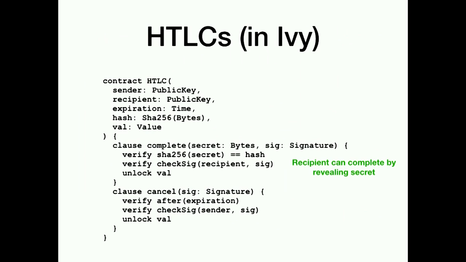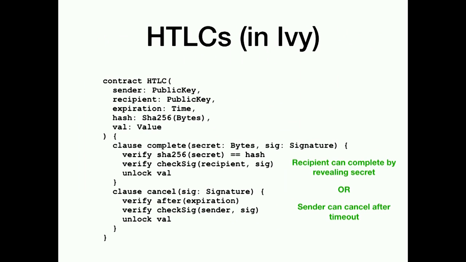We developed a chain called Ivy, and this is just an illustration of what an HTLC does. And I like James Prestwich's explanation of how HTLCs work, which is there's two ways that they can be completed. Either the recipient of the HTLC, one of the parties, can complete the HTLC and receive the payment by revealing a secret, or the sender can cancel it after a timeout.